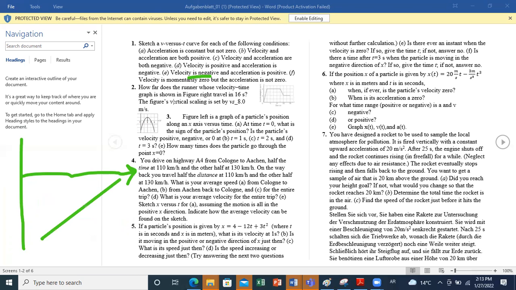Finally, velocity is momentarily zero, but the acceleration is not zero. So I want to represent a graph where the velocity will pass through 0, but at this point the acceleration is not 0. Can anyone tell me how I can do this? Who can give me an example where the velocity will have a value of 0 but the acceleration is not?